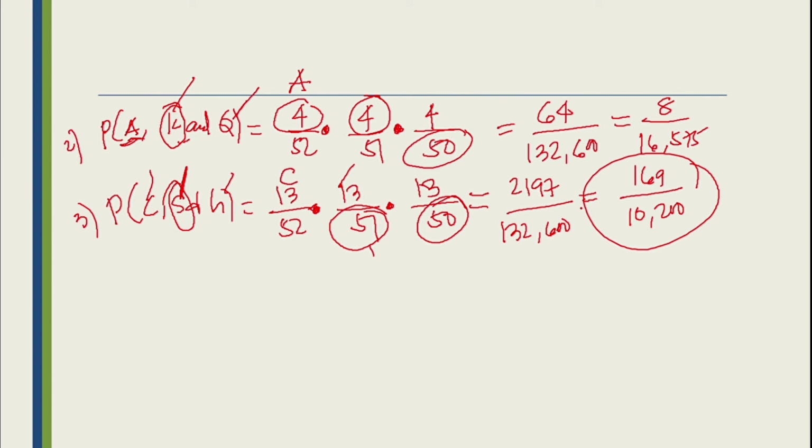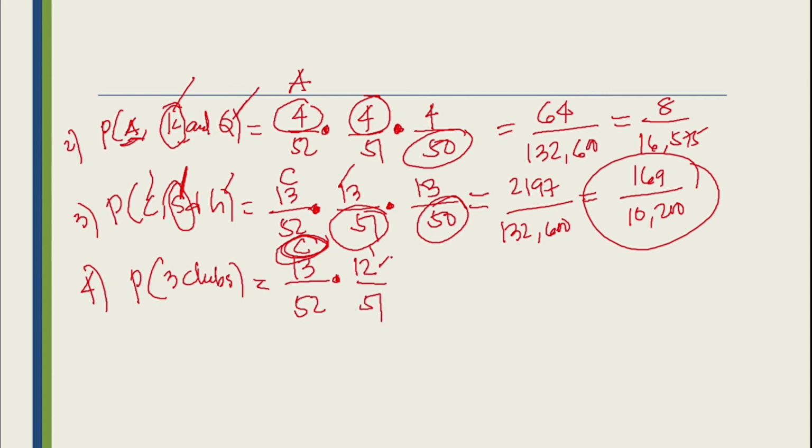Next is getting 3 clubs. Okay, in number 4, we have to get 3 clubs. Since we're going to get 3 clubs, there are 13 clubs here out of 52. And we did not replace the second card. So since we did not replace the first club, the next club that we're going to get is 12 over 51, because the event will be affected since the previous card is a club, and the sample space also will be affected because we did not return the club.